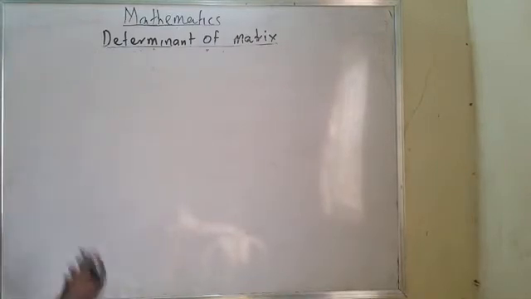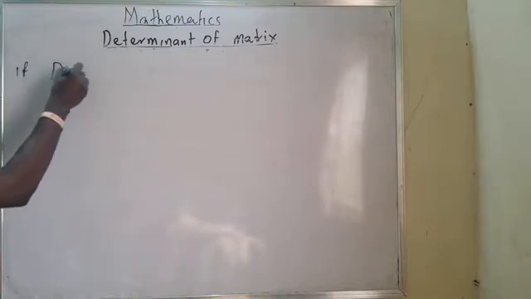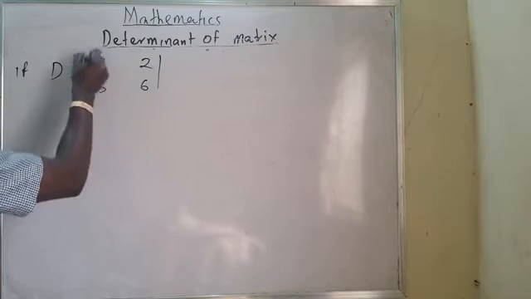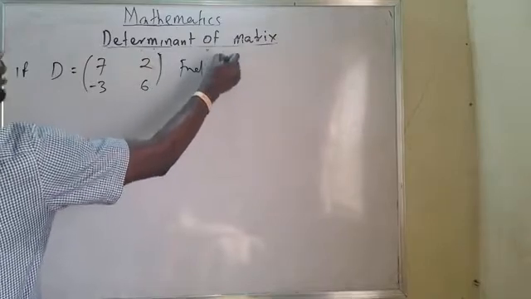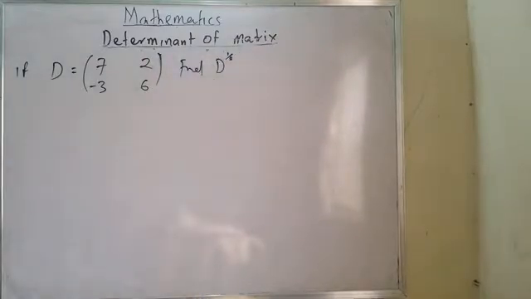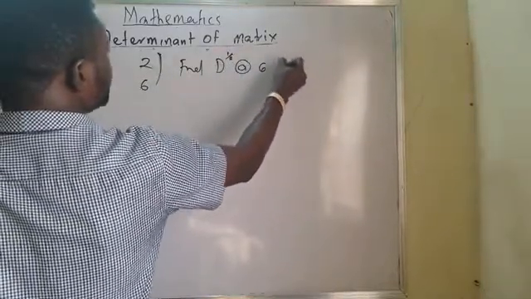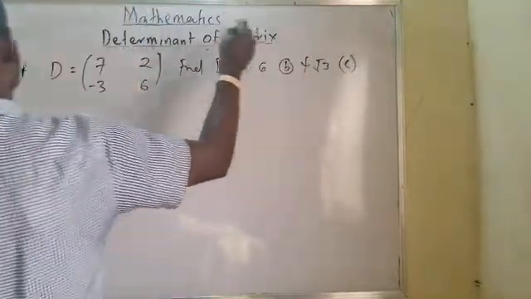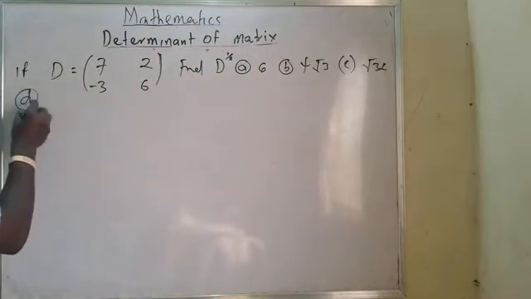Now, for instance, if a question is given like this: if D equals the matrix 7, 2, minus 3, 6, find D cubed. Find D raised to power 2. We have option A, 6; option B, 4 root 3; option C, root of 32; option D, 36.